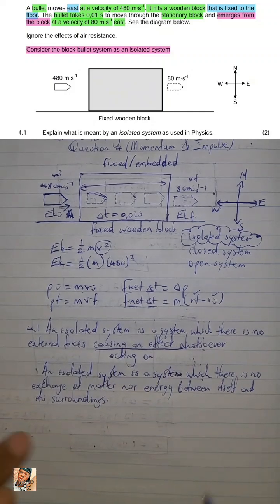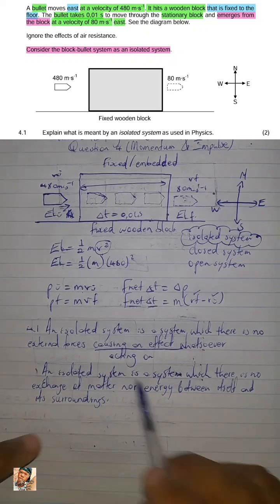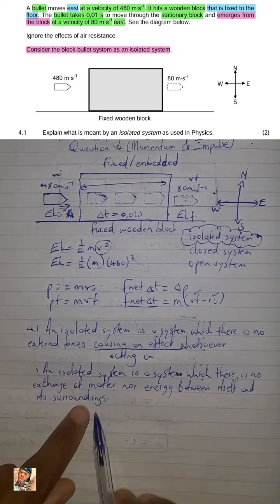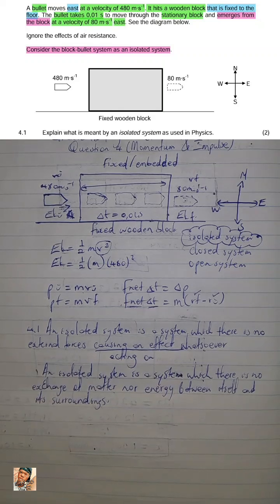So this is a chemistry definition of an isolated system. If you get lucky and they still mark it correct, then of course you're welcome to write this, but I don't usually advise you to use this definition because it is a chemistry definition. Because they said as used in physics, please stick to the first one. Right, let us go to the next question, which is 4.2.1.